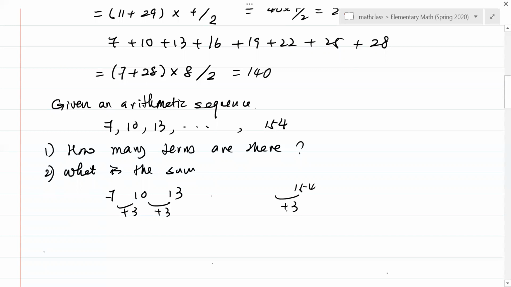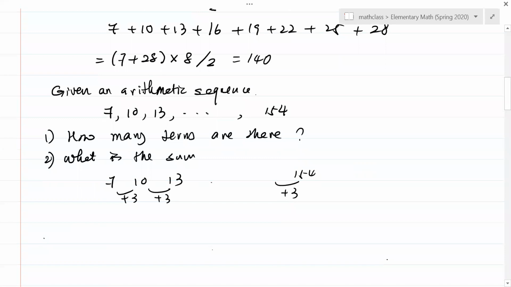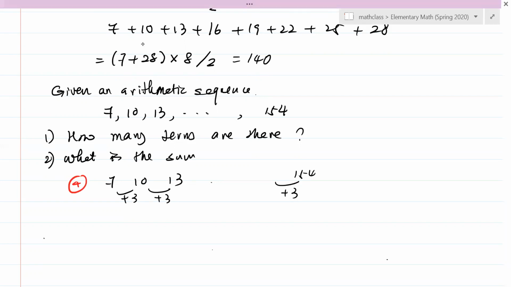Okay, nice. So there are a couple of ways to figure out the number of terms. The term before 7 is not included. The term before 7 is going to be 7 minus 3, which is 4, right? But 4 is not included here. Okay, 4 plus 3 is going to be 7.